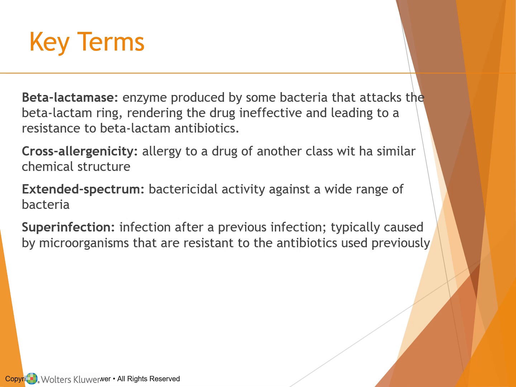So the beta-lactamase is produced by the bacteria in order to disable the antibiotic by messing with the beta-lactam ring. In that sense, the antibiotic is not going to be able to work. And then we also have cross-allergenicity, and this is an allergy to a drug of another class with similar chemical structure.